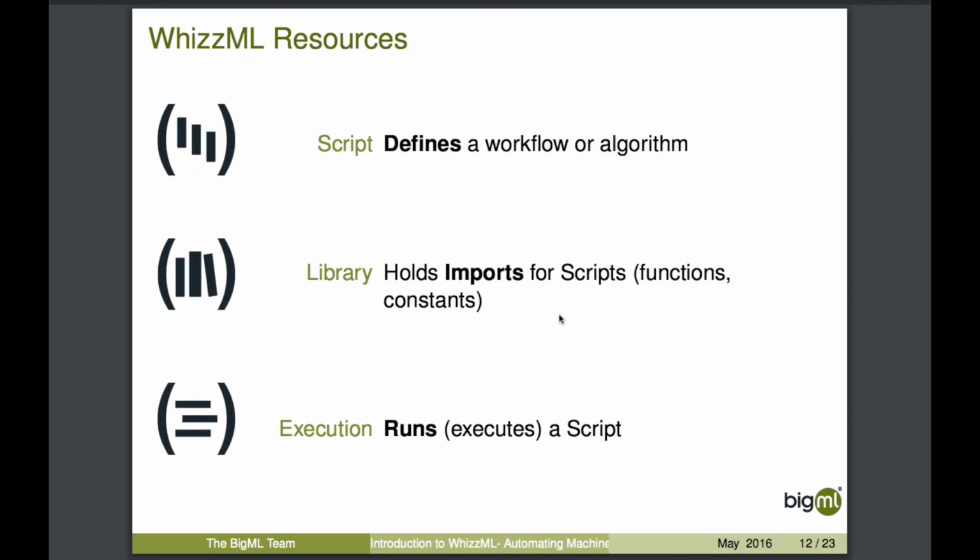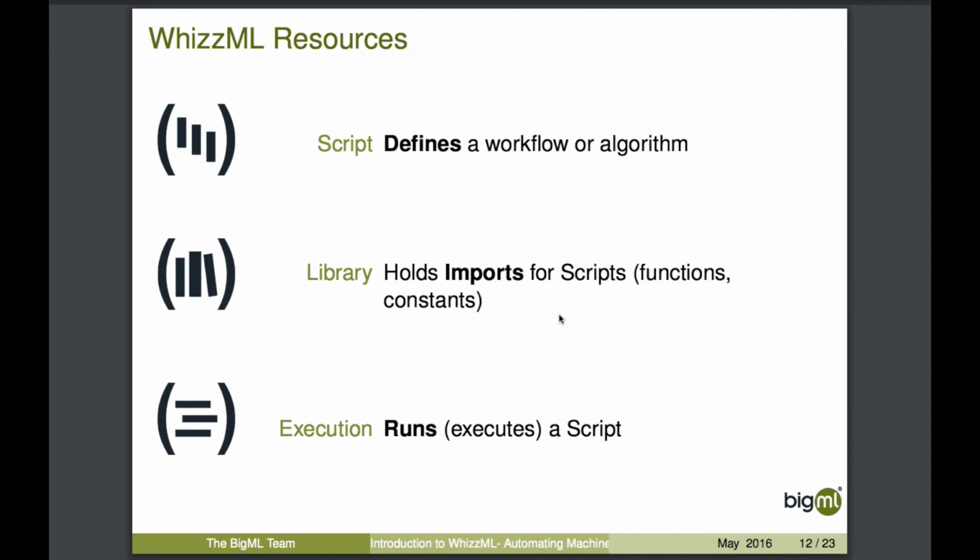The first is called a script, and this is sort of like our basic resource. This is where we define a workflow or an algorithm that we want to run. This is where we tell it which are the necessary inputs and what outputs we are going to get from this script. An example of a script would be, like we just saw, the batch Centroid. So we create a dataset, create a cluster, create a batch Centroid prediction, and output a dataset. So that's an example of a script.